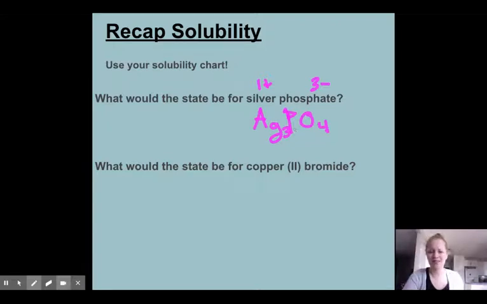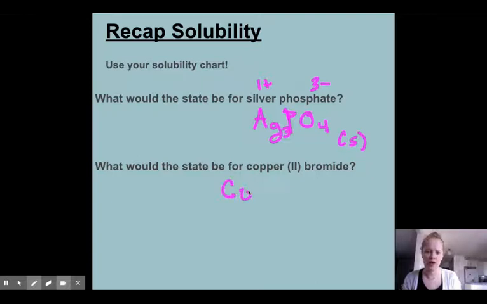So what is the state of it? It is an ionic compound, so that means that we need to check this, which means I need to look for my anion, which is phosphate. So it's over here on the far side. And I'm going to try and find silver, and silver is going to fall in the bottom half where it says low solubility. So this will actually be a solid, aka a precipitate.